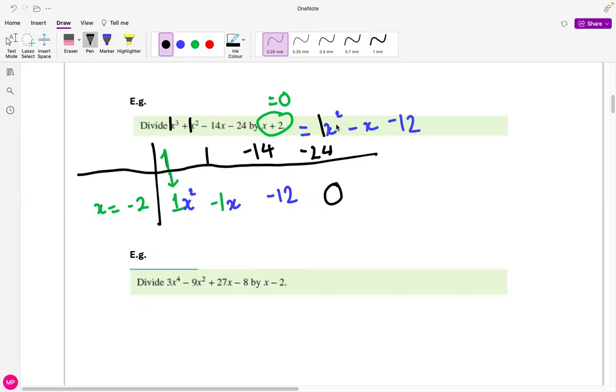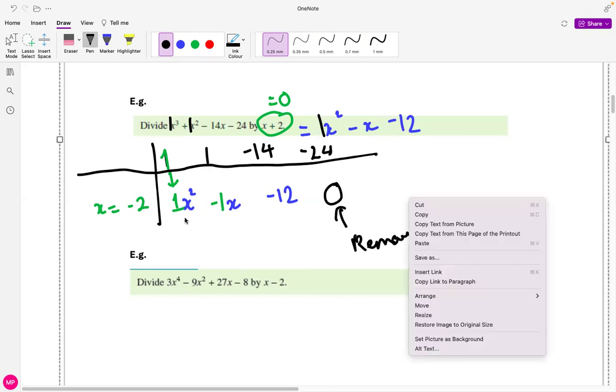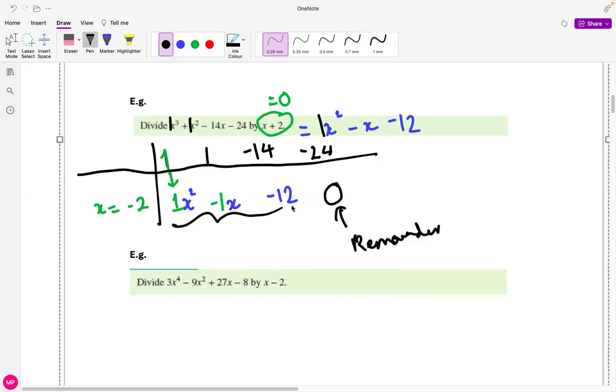You can see 1x squared minus 1x minus 12, and 0 is the remainder. Okay, and the first line of numbers is the quotient of your answer.